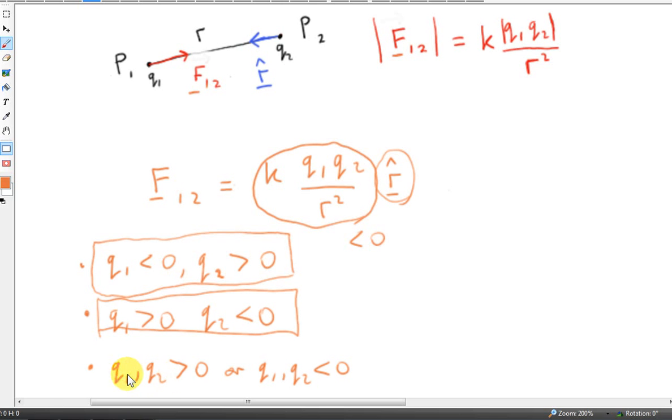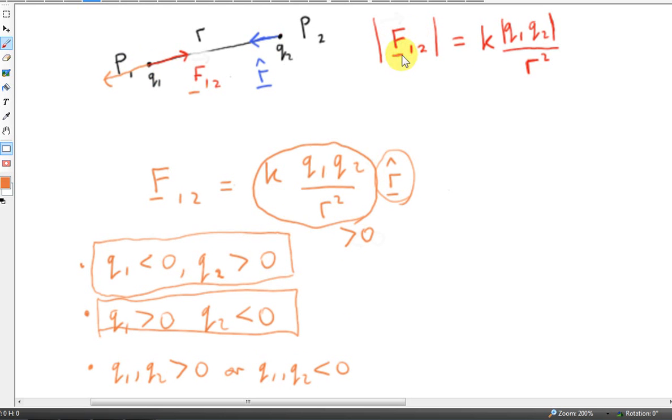The next case, of course, is the situation where both charges are positive or both charges are negative. If both charges are positive, then this quantity will be positive. So vector F12 will be in the same direction as vector R. It will be a positive scalar multiple of vector R. So F12 will be in this direction. So the charges will repel each other. And the same is true if both charges are negative. Negative times negative gives positive.